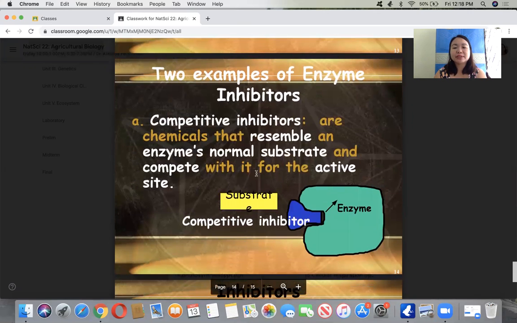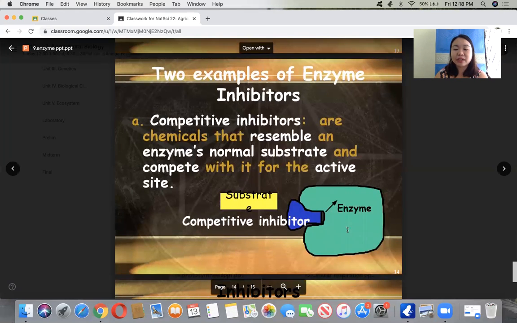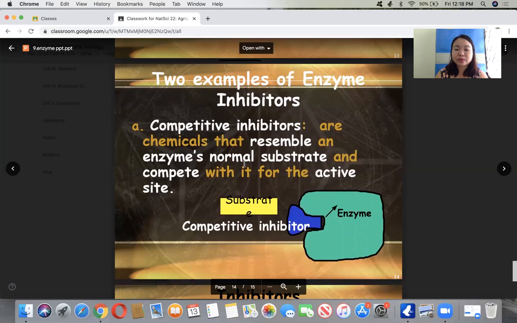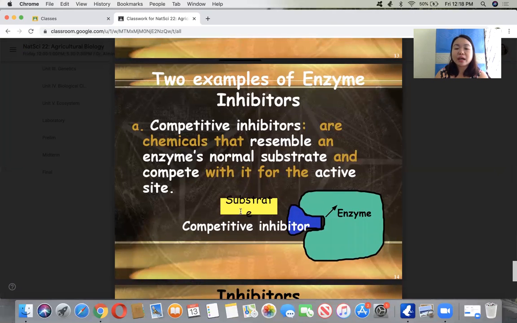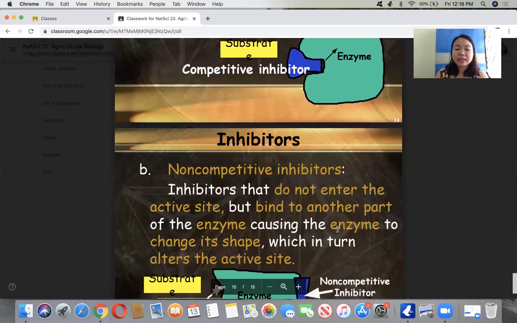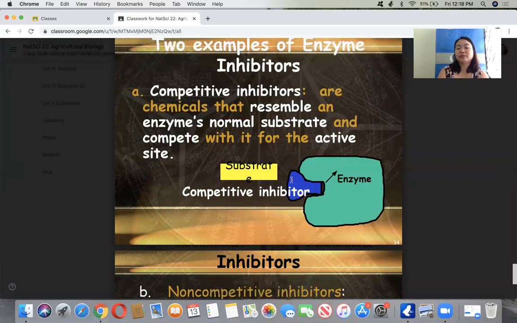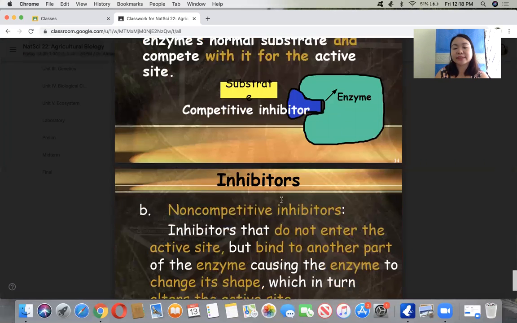So there are two examples of enzyme inhibitors. We have the competitive inhibitors. These are chemicals that resemble an enzyme's normal substrate and compete with it for the active site. We have the substrate, the competitive inhibitor, and the enzyme. They just resemble the normal substrate. These are not the real or original substrate, but they compete for the active site. Therefore they inhibit the actual substrate that must fit into the active site.